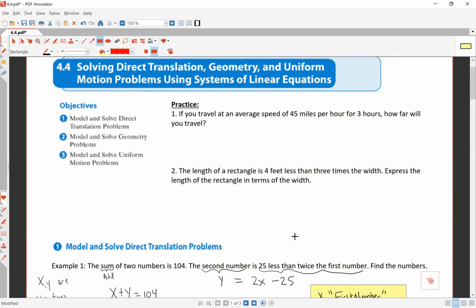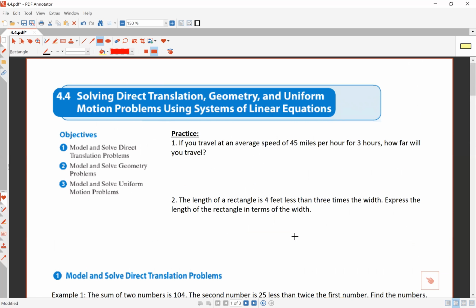This concludes the video for section 4.4, solving direct translation, geometry, and uniform motion problems using systems of linear equations. Objective 1, model and solve direct translation problems.